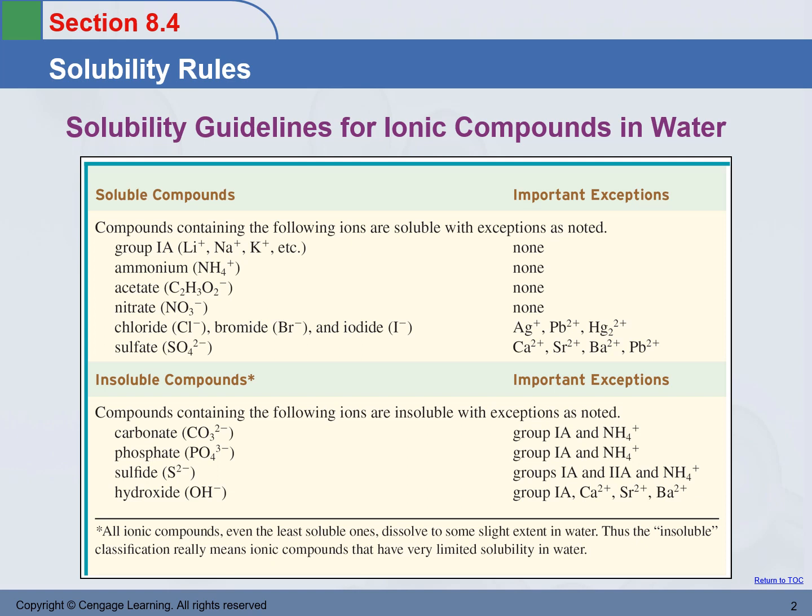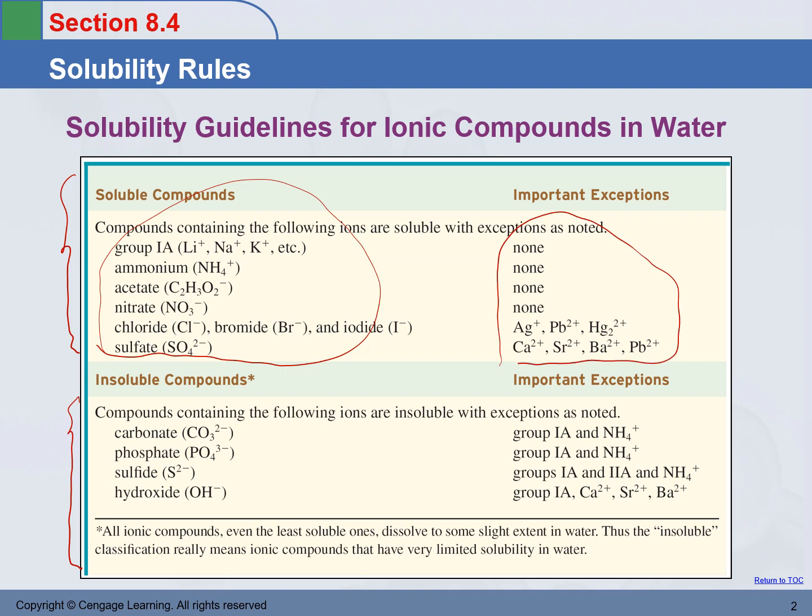So this table has two sections. The first section are the compounds that are soluble in water. The second section are the insoluble compounds. Now, on the left of each section, they tell you what kinds of compounds will be soluble. On the right, it tells you if there is any exception. So let's see.